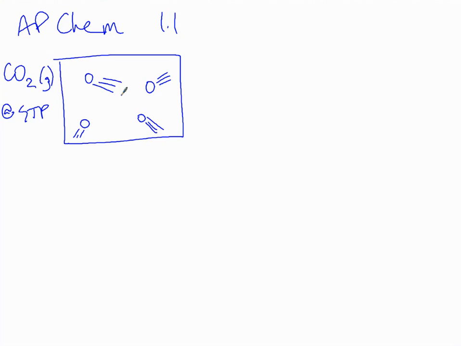So for the explanation, for one thing, it's a gas. So that means the molecules are very spread apart. Lots of room between them. And they are in motion, which is why we have the tails on them. So that's our CO2 at STP.